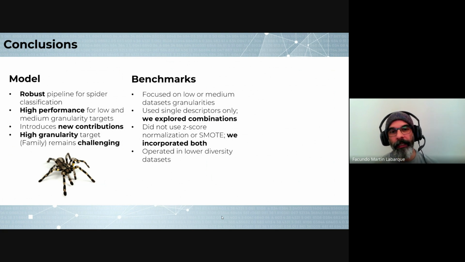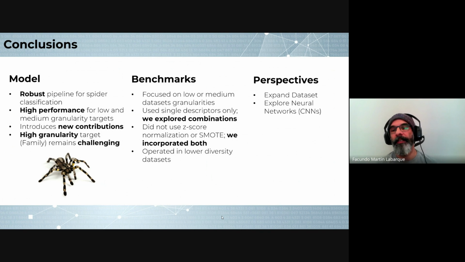Also, in the past, they never used z-score normalization or even SMOTE. We compared both, and we found that it's really important to use both of them, at least for our data matrix. And we expect that this could be true for other data matrices used in the past. And as I said before, in the past they only operated on lower diversity datasets. In our case, the diversity of the different tags that we were analyzing was really high.